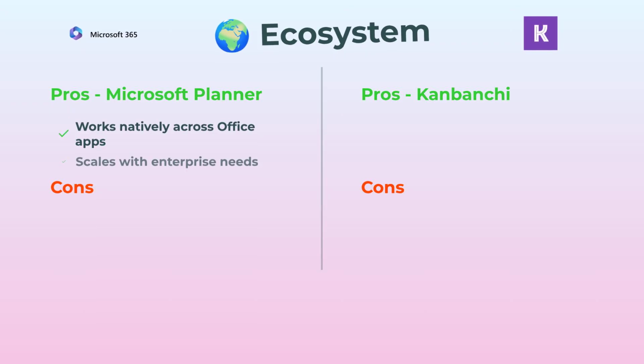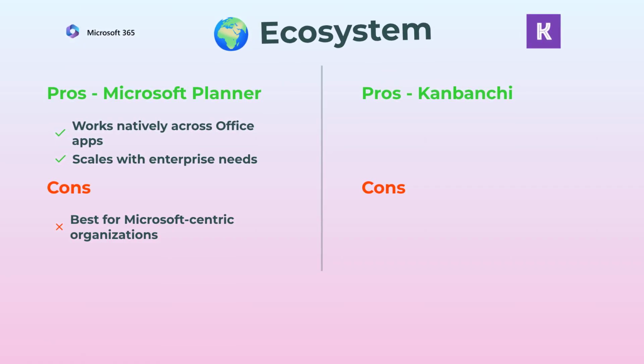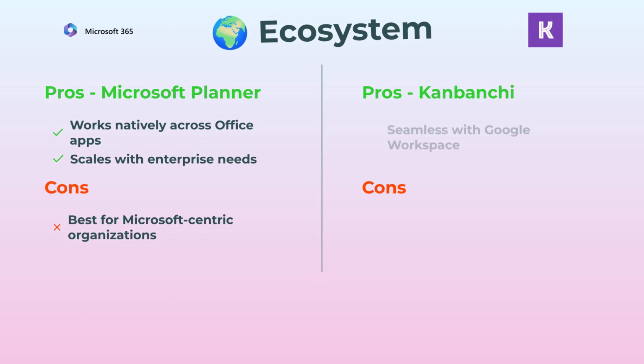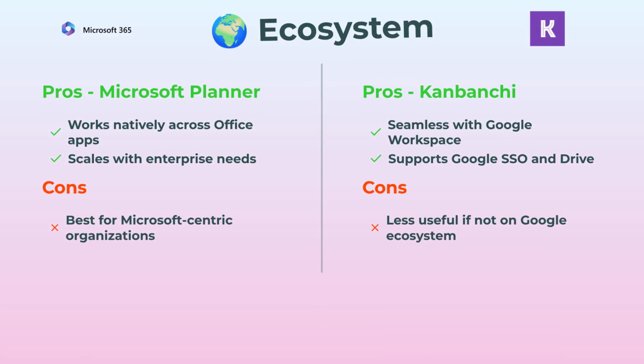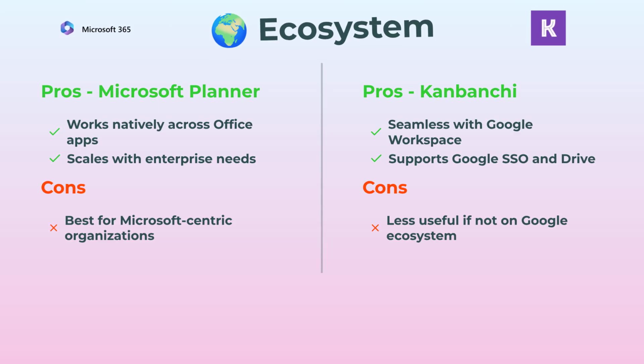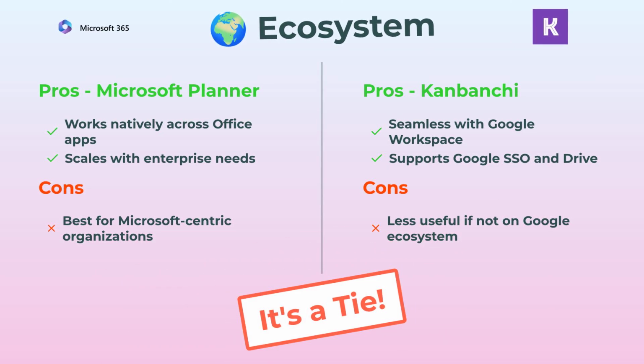Lastly, let's zoom out and talk ecosystem. Planner is made for Microsoft-centric setups, right? It's built to work natively across all your Office apps and actually scales really well for bigger companies. If you're already paying for Microsoft, this just slips right in. Kanbanchi, same thing, but on the Google side, it's got SSO, hooks into Drive, just everything feels super googly. Neither one's a great fit if your workplace uses something different, so this is a pretty even match.